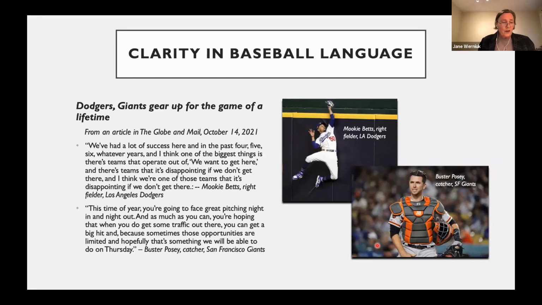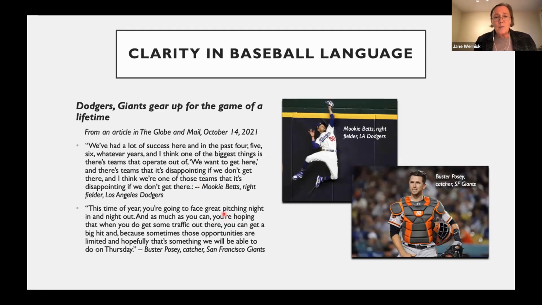Here are a couple of great quotes that appeared in an article in the Globe and Mail newspaper the morning before the two strongest teams in the National League, the Los Angeles Dodgers and the San Francisco Giants, met to decide who would move into the quarterfinals in Major League Baseball this year. The excitement of the moment apparently caused a number of players on the two teams to speak baseball too eloquently. And fortunately, their interviews were captured word for word in the article. So I'm going to read you these two quotations, and then we'll come back to them later in the talk.